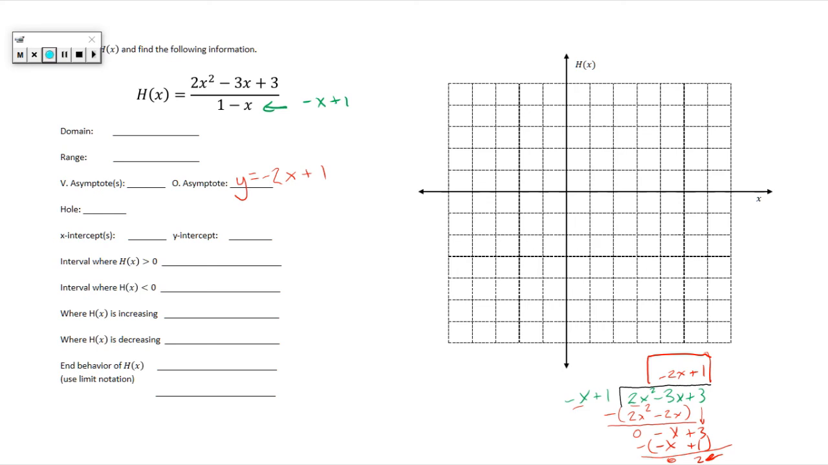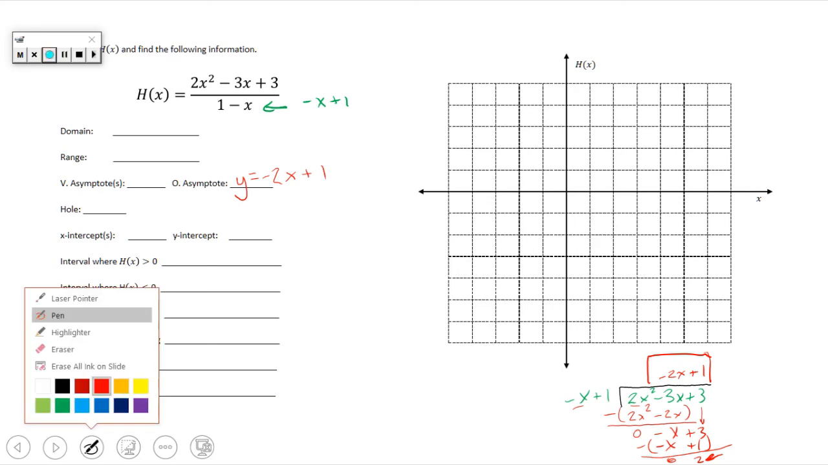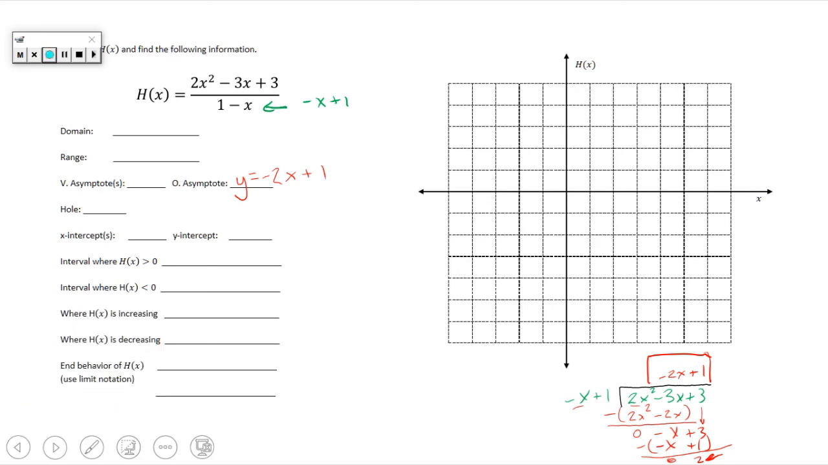So the domain restriction of 1 is just an asymptote. It's just like what we're used to. So the domain of this would be everything from negative infinity to 1, union 1 to infinity. It can't be 1 because if we plugged in 1 for x, the denominator would equal 0, and you can't have that. So that's the domain. We can't answer the range right now, so we'll come back to that.